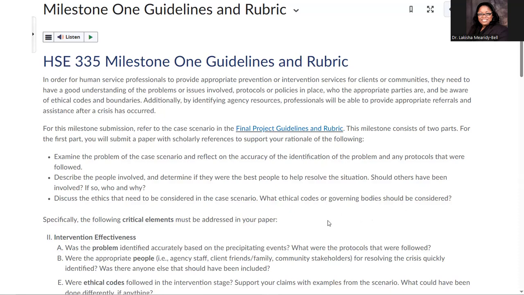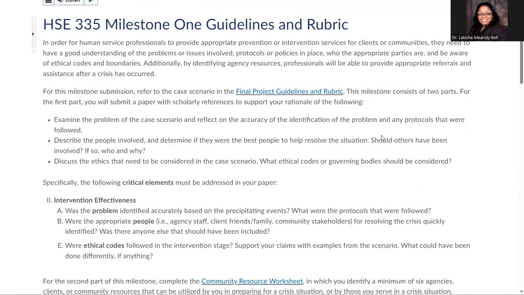Just to revisit the assignment instructions and rubric, in order for you to complete this assignment, you will need to visit the final project guidelines and rubric section because there is a case scenario that you will need to review. I think it consists of two parts. But the first part is you will submit a paper with scholarly references right here.